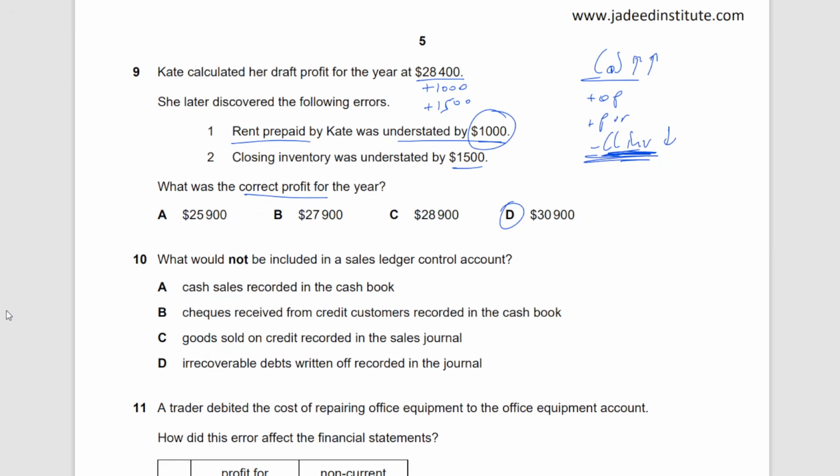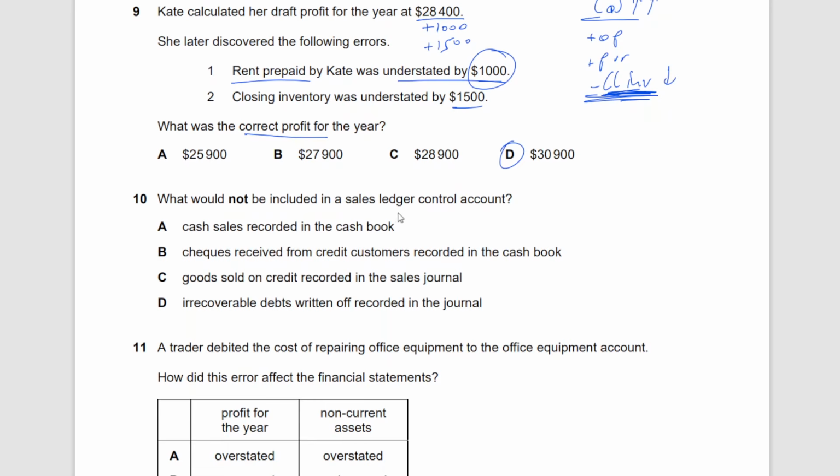Let's move on. What would not be included in a sales ledger control account? Another name for this, which I like to think about when dealing with questions related to it, is to think about it as total trade receivables. All right. So what would not be included in total trade receivables? Cash sales recorded in cash book.